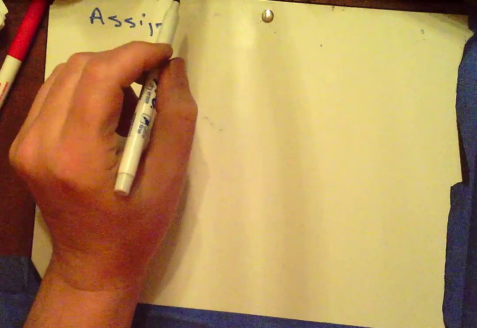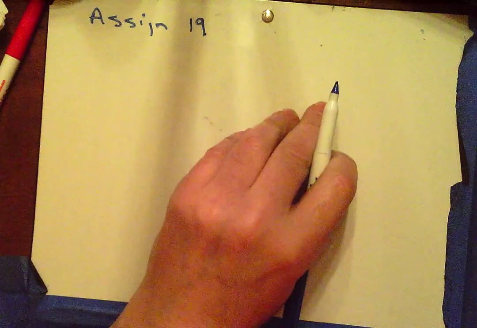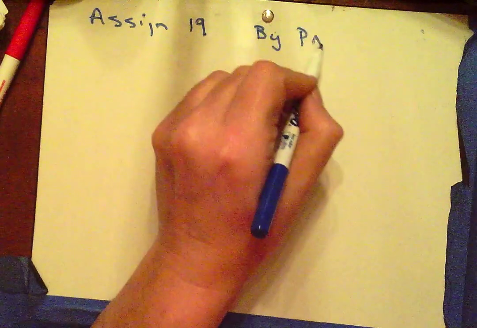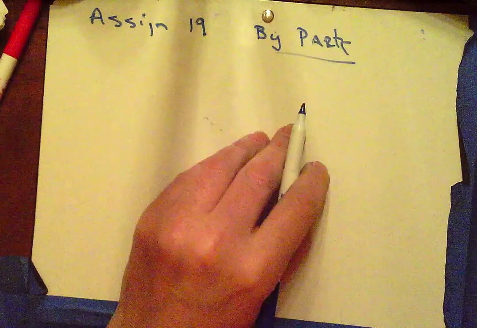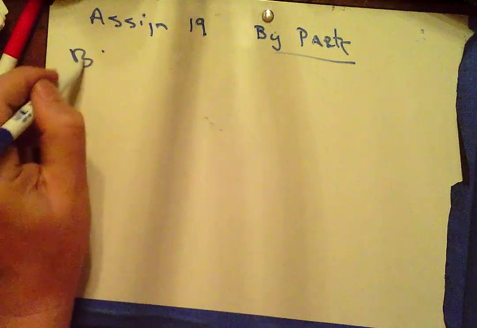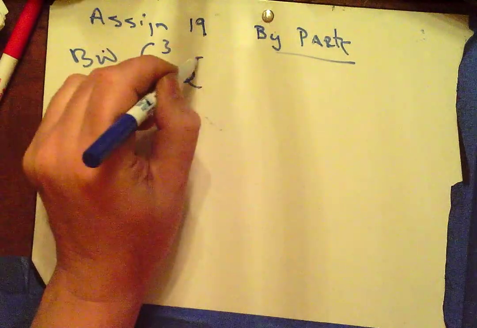So let's have a little bell work for assignment. Now, what is this assignment number? Good question. It's assignment 19. And this is yet another integration technique called by parts. We'll get to that in a minute. First, though, a little bell work. Can you evaluate this?